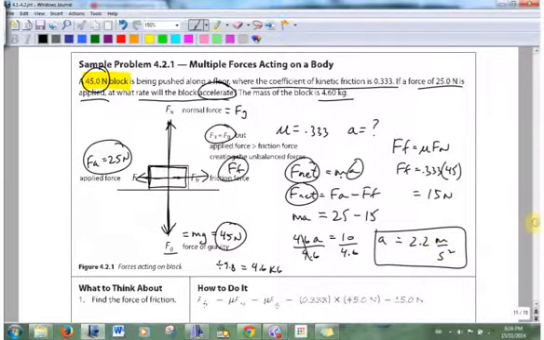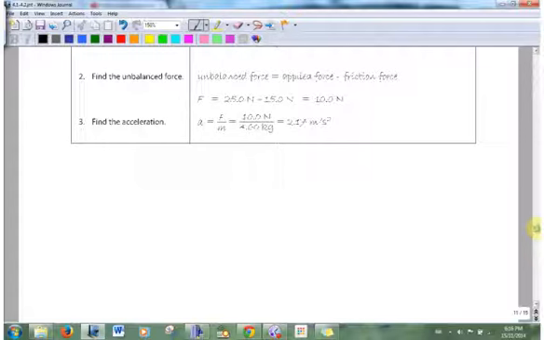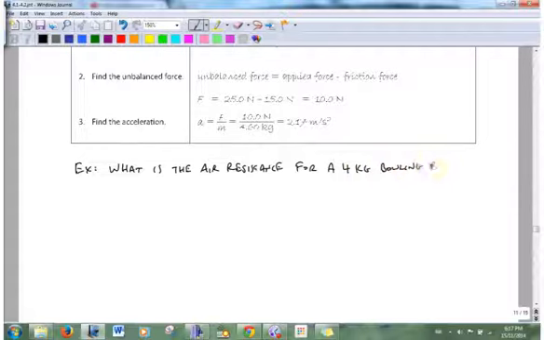Let's do one more because we need something now going up or down. So we got some space here in the book. Let's write this. Example. What is the air resistance? What's another way to say air resistance? Force of friction, yes. For a 4 kilogram bowling ball falling, there is an English word.